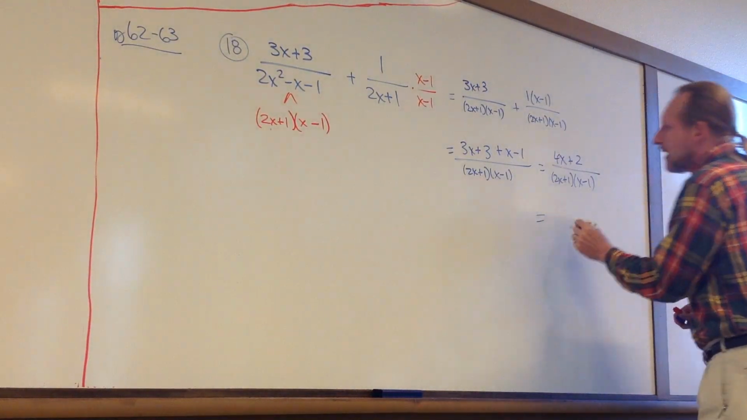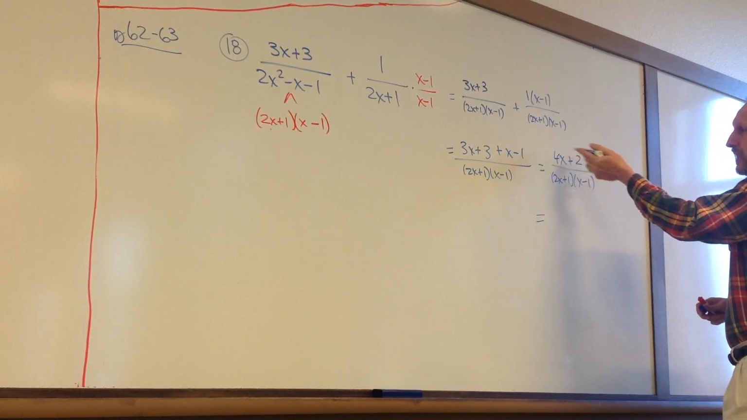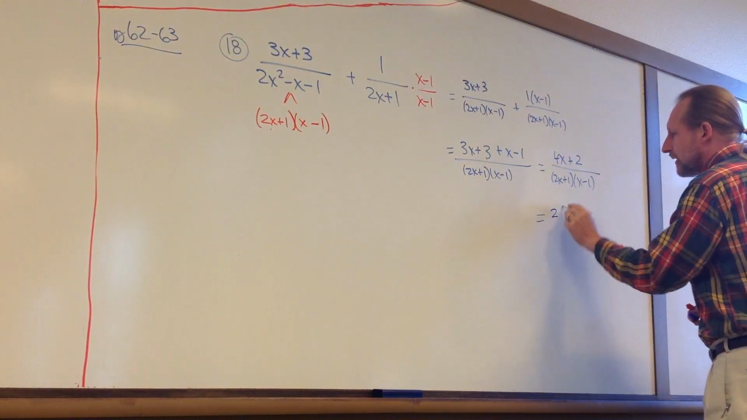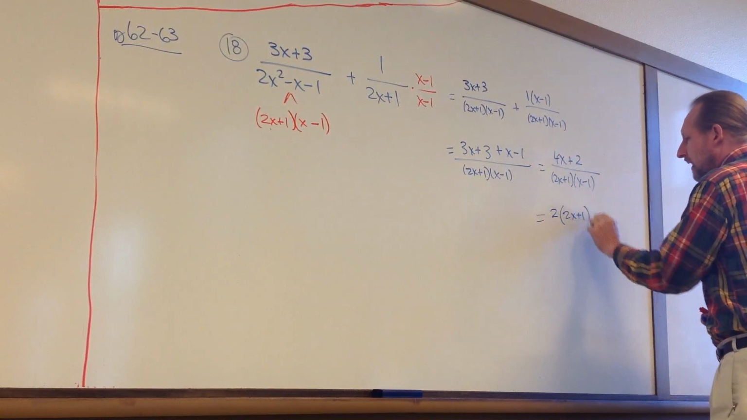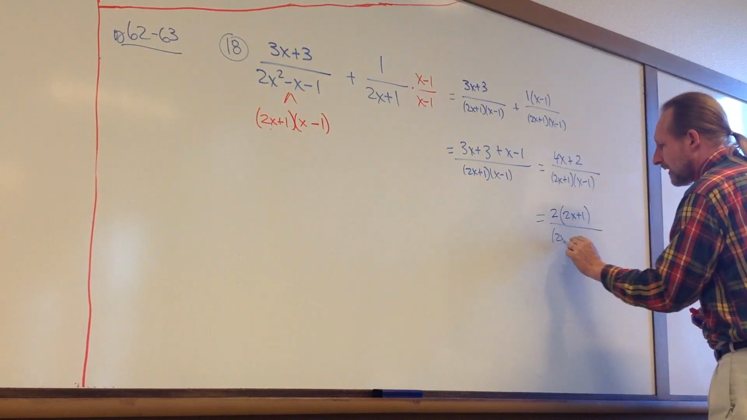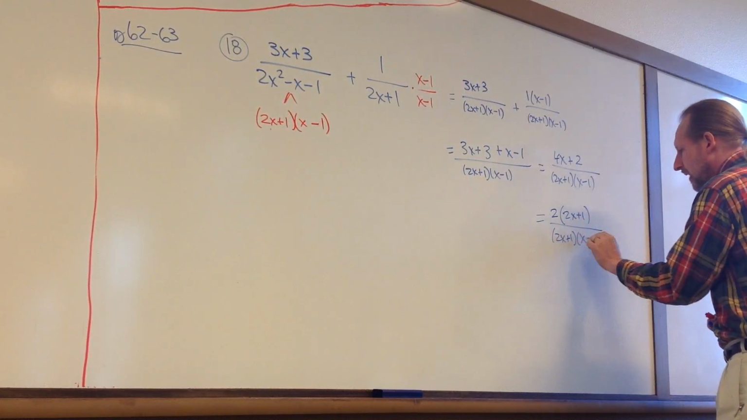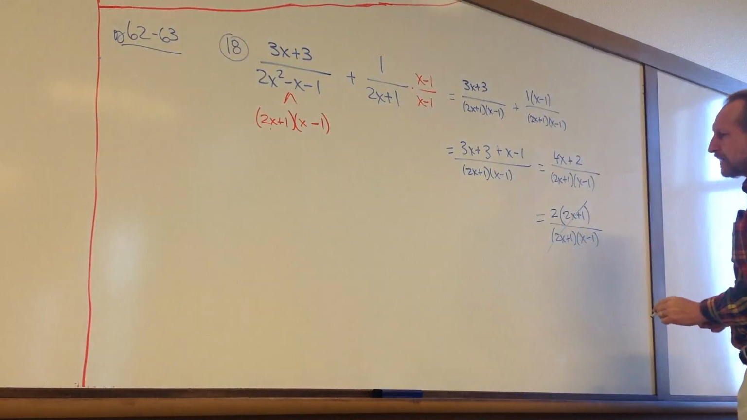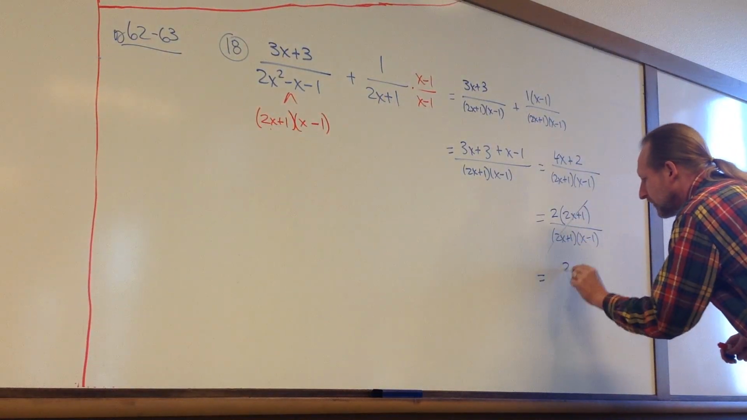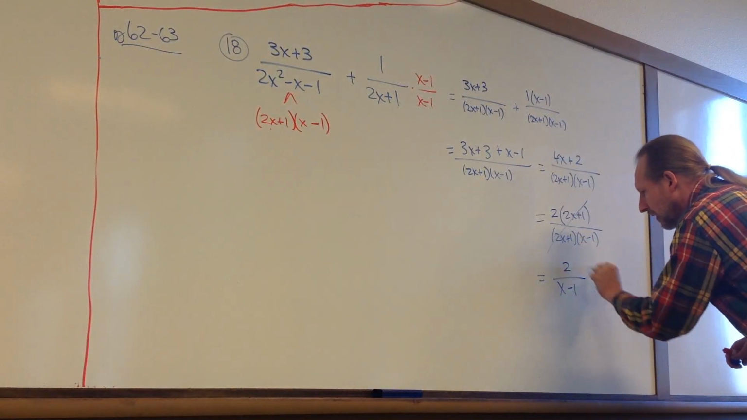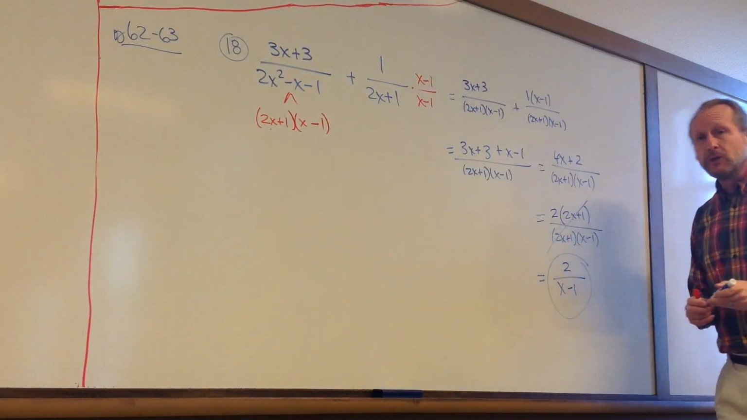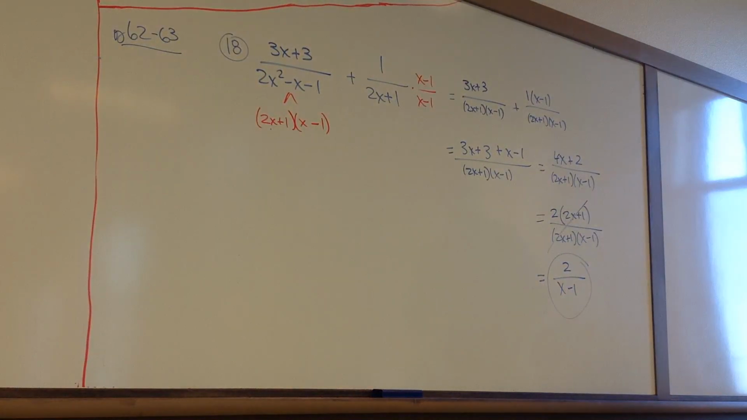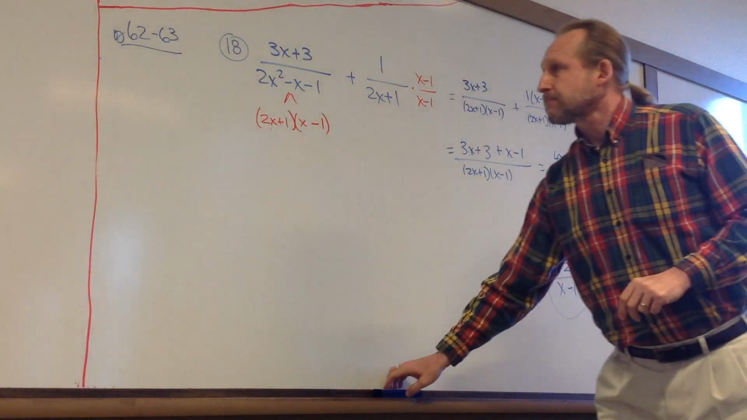So here, you can see that there's a common factor of 2 in the numerator. So let's factor that out, and that is going to leave us with a 2x plus 1 on top, and that will cancel with the 2x plus 1 on the bottom. And so the answer for this problem in lowest terms is going to be 2 over x minus 1. Okay? We'll look at a couple more examples where we have to do that as well.